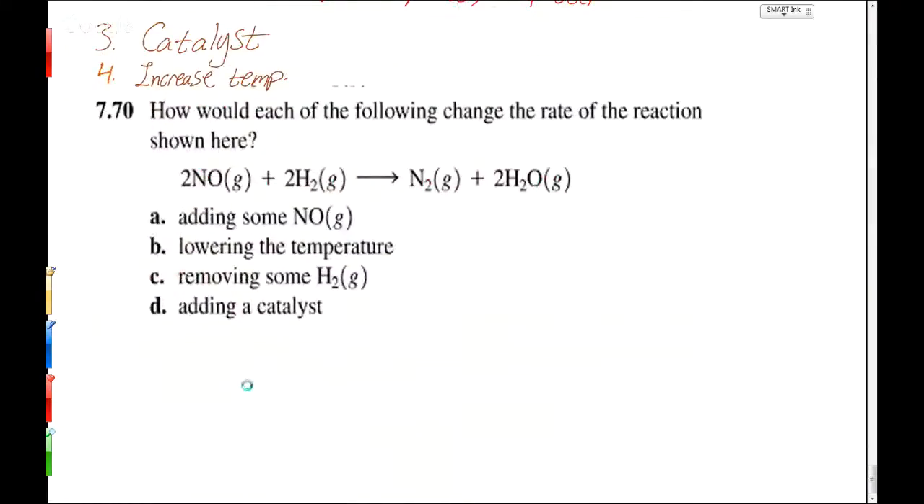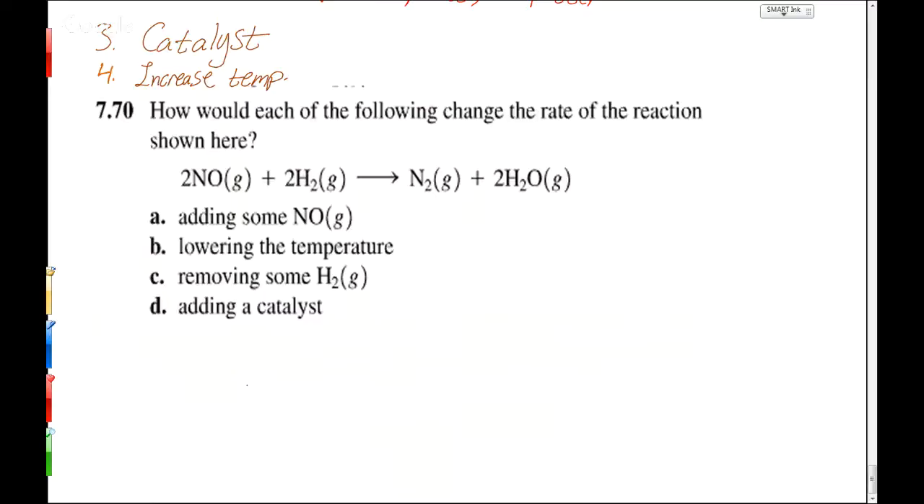What about removing some hydrogen gas? What does that do to the rate? Lower it. Yep, that's going to slow it down because now we're taking reactant out, and assuming the rate depends on both reactants, that's going to slow it down. And then finally, adding a catalyst speeds it up, and that's always going to be the case.